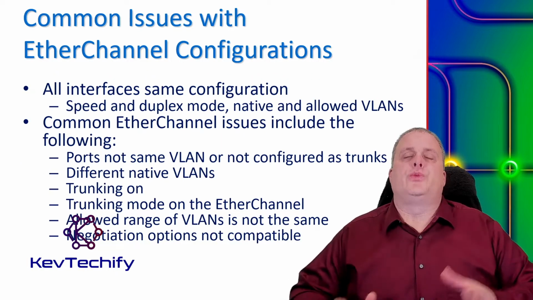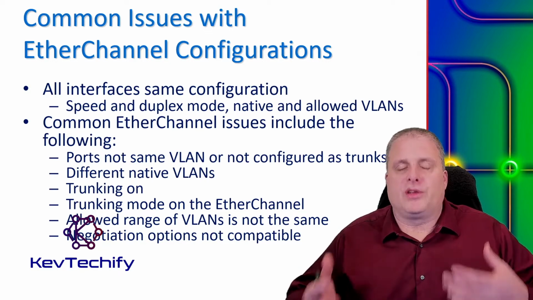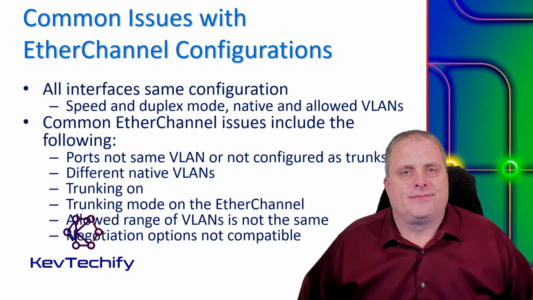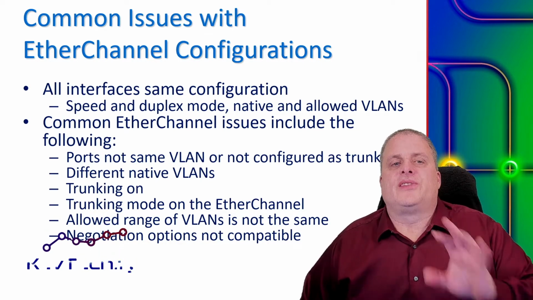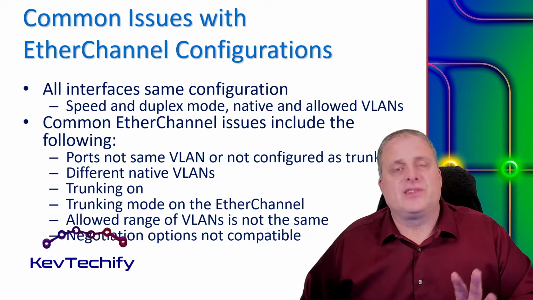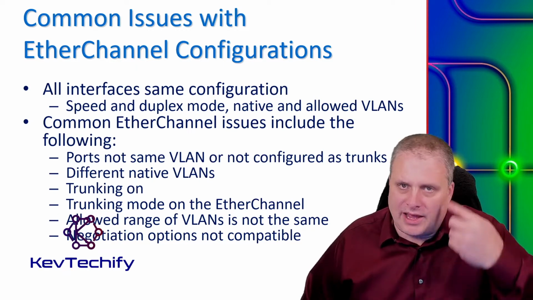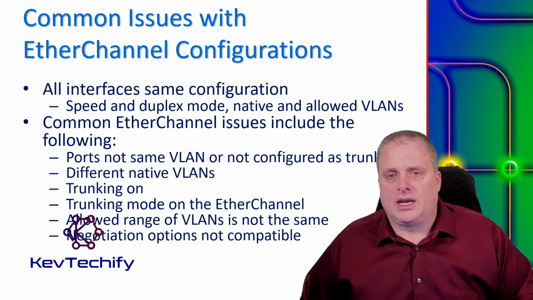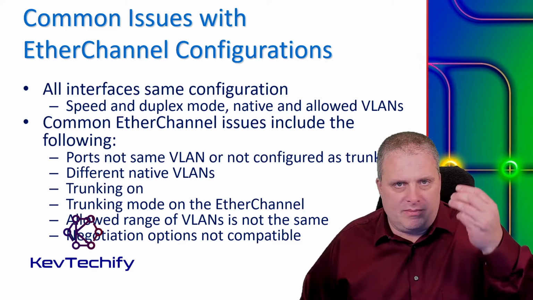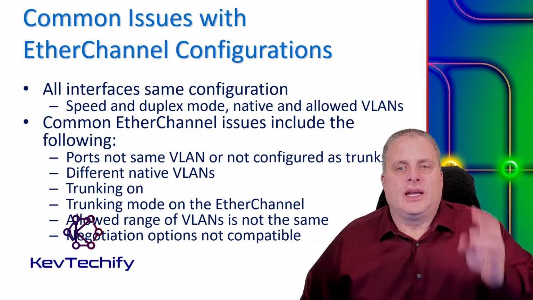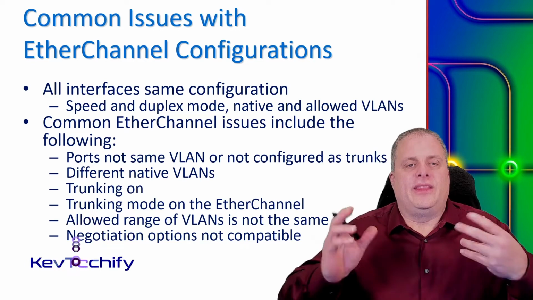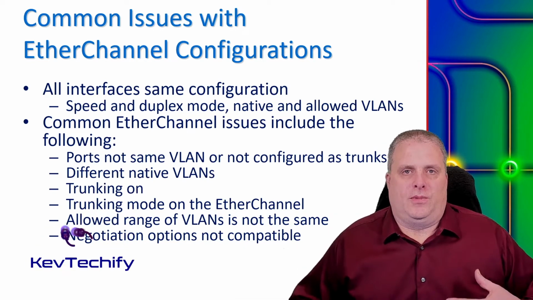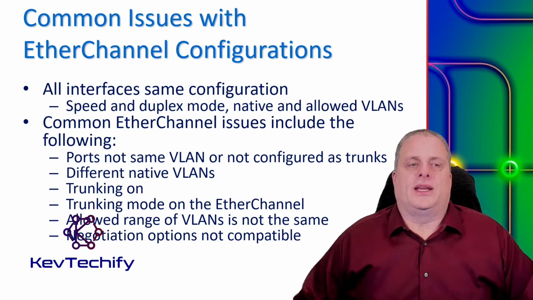There are some issues we see with EtherChannel. When people set them up and configure them, there are some common issues we see. Now, the first one is they have to be the same configuration. All your physical interfaces need to be set the same. They need to have the same speed, same duplex, same native VLAN if they're trunks, same allowed VLANs if they're trunks also. So you've got to make sure that those are all configured the same, all physical ports on both sides.